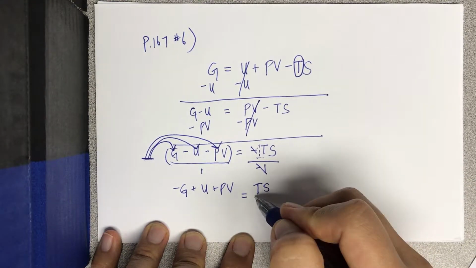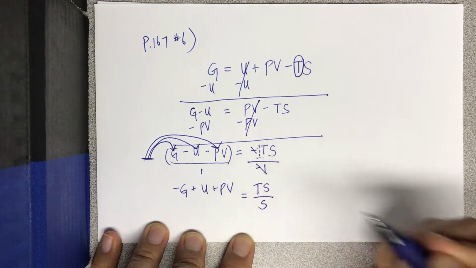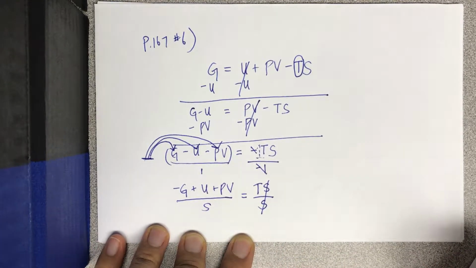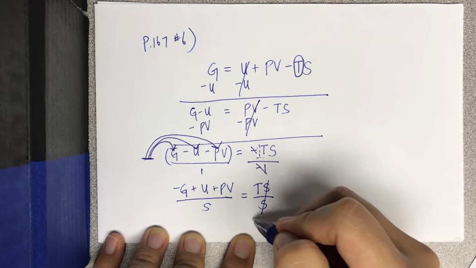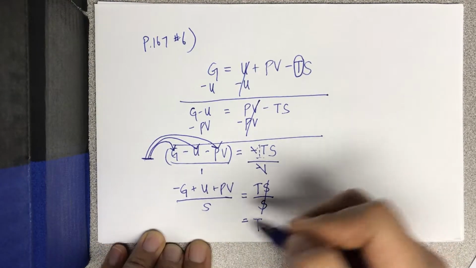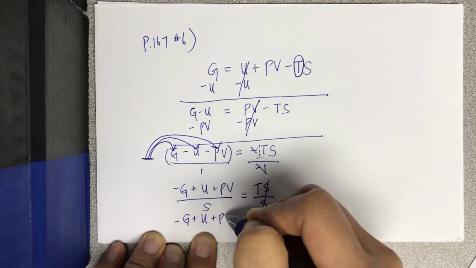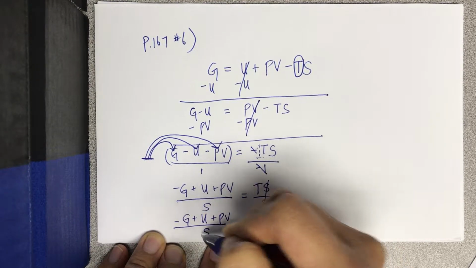After this, in order to get T, all we do is divide out the S on both sides. That's going to cancel out the S, leaving T alone. Therefore, T is going to equal negative G plus U plus PV over S.